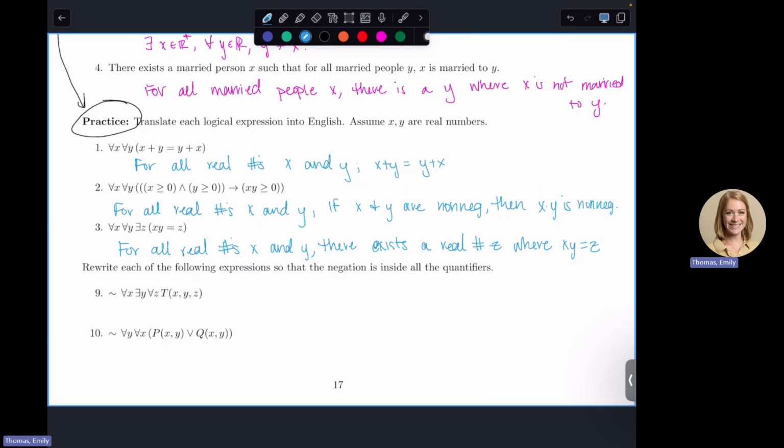Number 9, we are negating again, just symbolically though. So just doing the negation for number 9 would be there exists an X such that for all Y there exists a Z where T of X, Y, Z is not true. That is gross looking, but are you following what I did? Changed all the quantifiers to the other quantifier and then negated the statement itself.